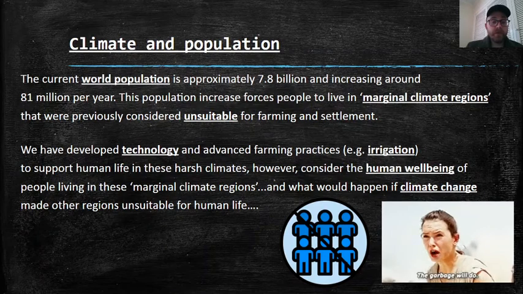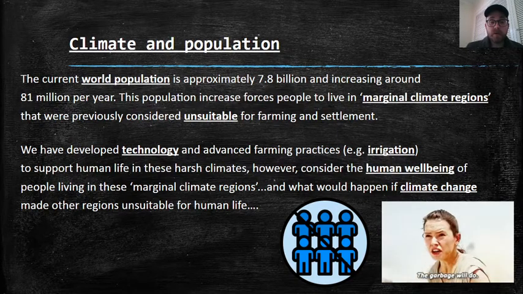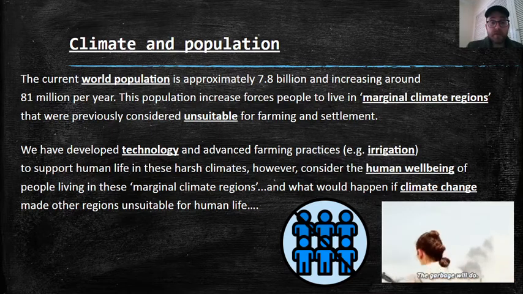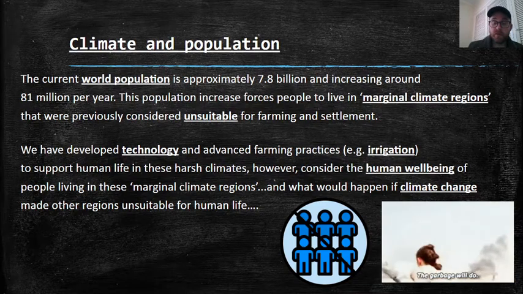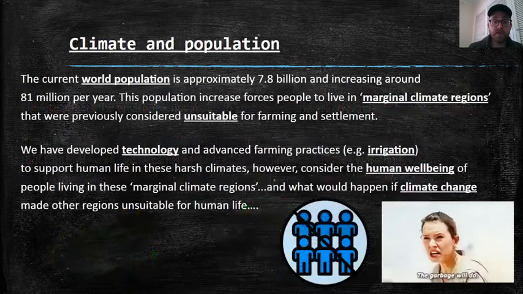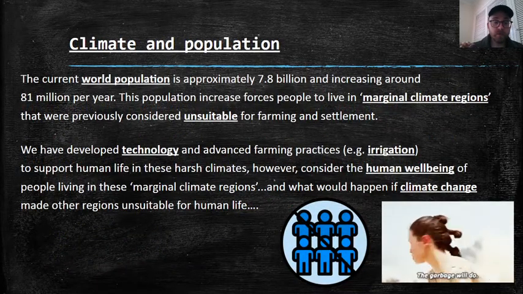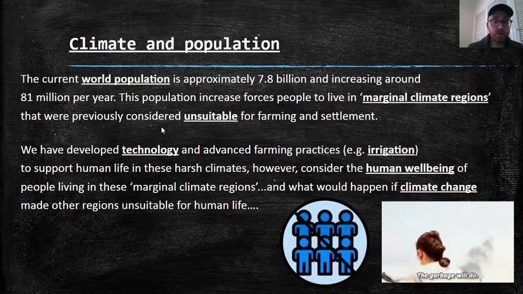Now, the current world population is approximately 7.8 billion and increasing around 81 million per year. What is that going to do to our human well-being? This population increase forces people to live in what we call marginal climate regions. So in the past, in ancient history, we could just settle wherever we wanted to. So we would pick the best of the best places to live. Places that would give us very high well-being because the temperature was nice, there was enough rain. But now that the world's getting a bit too crowded, we have to live in these regions of the world called marginal climate regions, where it was previously considered unsuitable for farming and settlement.